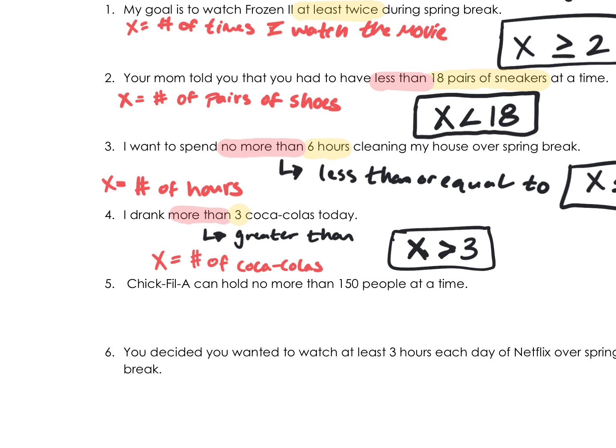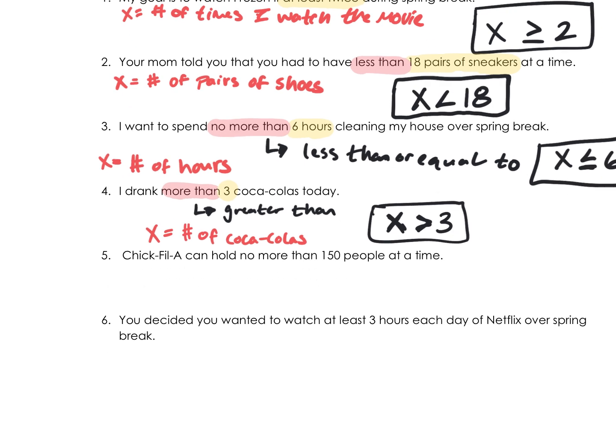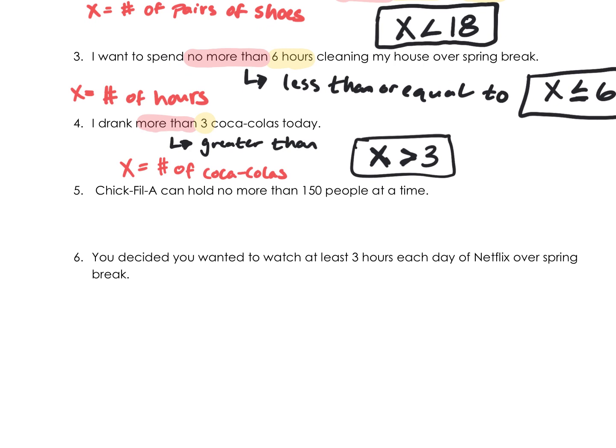X is going to equal whatever the variable is. Whatever we're trying to say, you have to be bigger than or less than. The number is what goes on the other side of the inequality. Okay? All right. So what I'm going to do is give you a second to work on 5 or 6. I'm going to give you about 5 minutes on here, and then we will go over those.